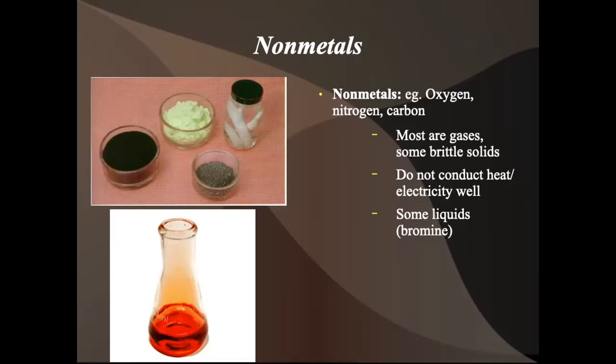The yellow powder is sulfur. And then this is phosphorus. The white sticks are phosphorus. And then that bottom picture is bromine, that orange liquid. So it's really one of the few liquid nonmetals at room temperature.